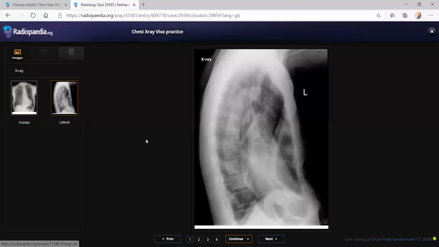Okay, I'll give you the lateral view. Okay, yes, so that's the case of pectus excavatum. Yes, of course, it's very obvious. Okay, so the lateral chest radiograph signifies that this is a case of pectus, and this was really obvious from the frontal view with the absence of the right cardiac border.